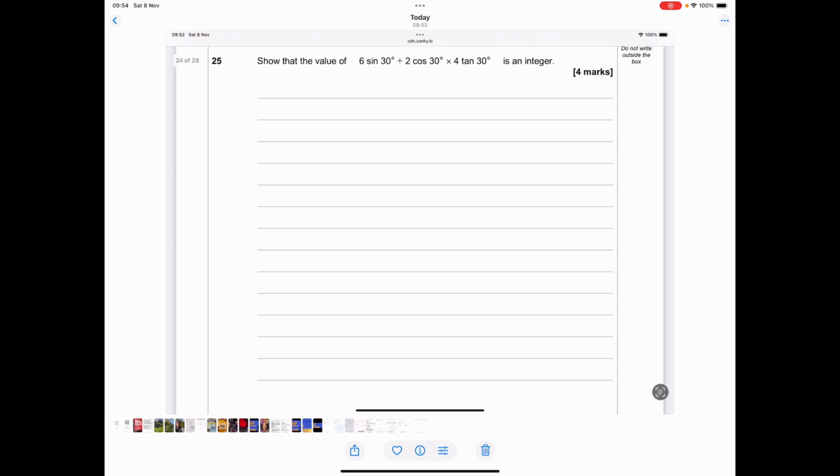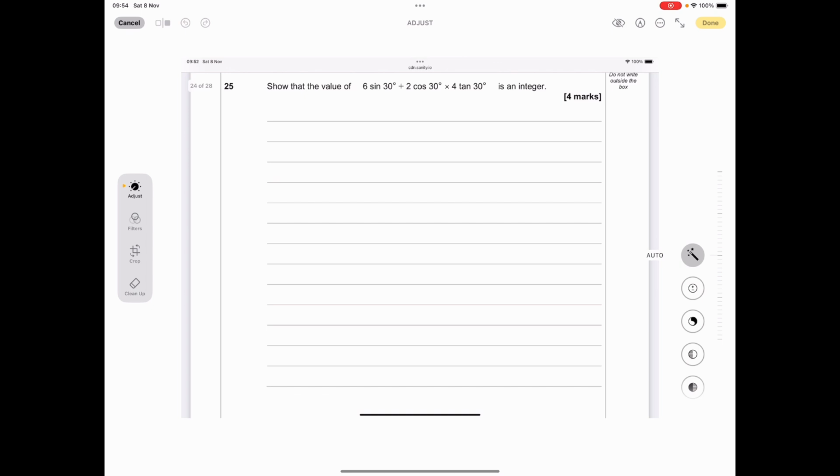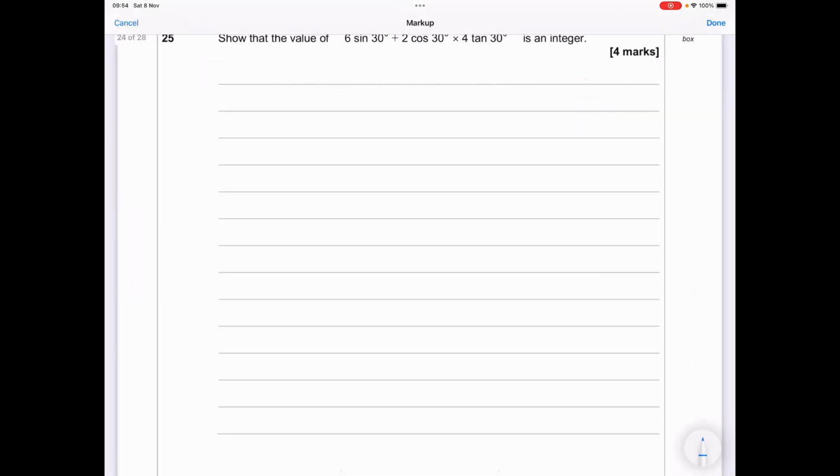Show that the value 6 sine 30 plus 2 cos 30 times 4 tan 30 is an integer. In order for me to do this, I'm going to have to work out what these numbers actually are. Take an equilateral triangle of side 2, in which case the angles are 60, and splitting it gives 30 and 90. So if this side is 1, this is half, and we can use Pythagoras first, and then SOHCAHTOA to find out what each of these is in terms of the sides.